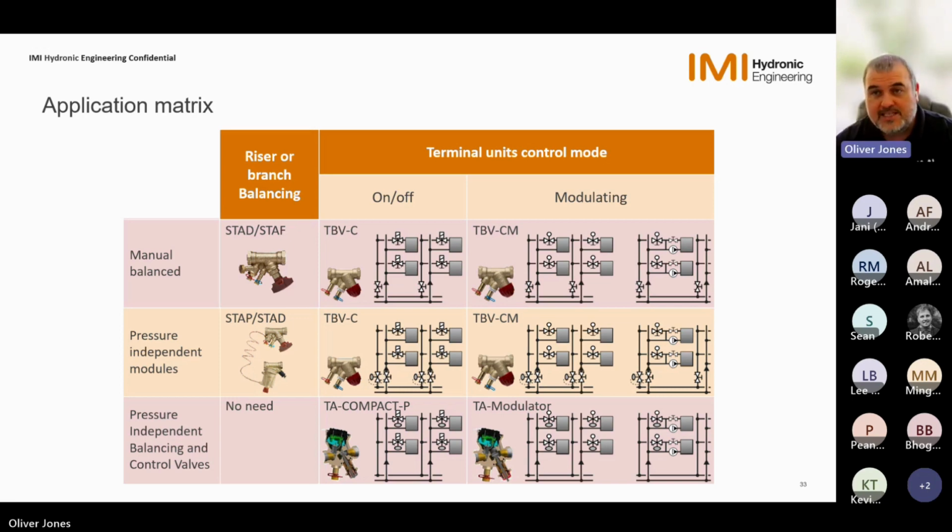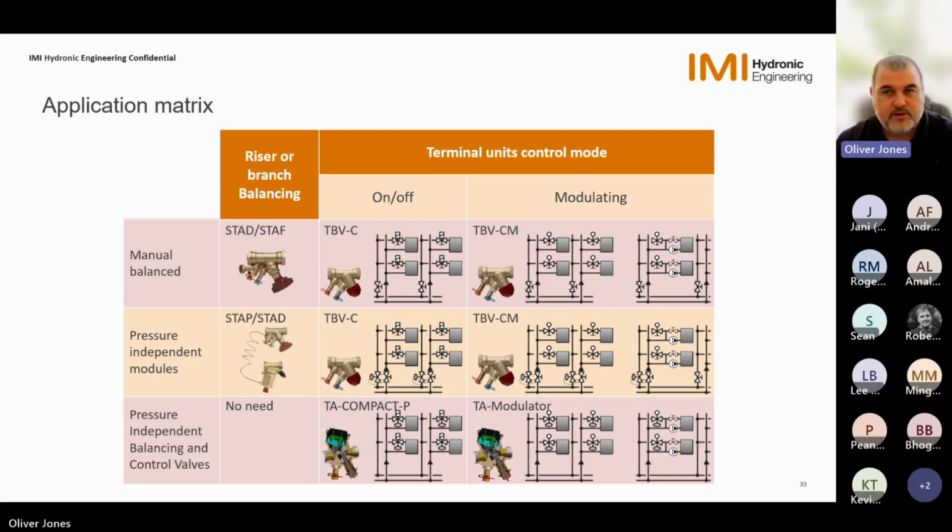What you can do in this instance, and what we would probably advise, is to still use a STAD or a staff, depending on the pipe sizes, for diagnostic purposes. So no, we're not regulating flow through those valves. Those valves stay fully open, but we can use those valves to record an accumulative flow.